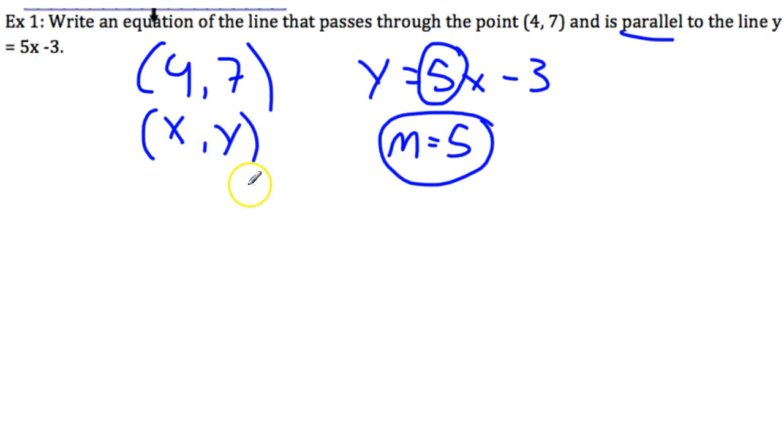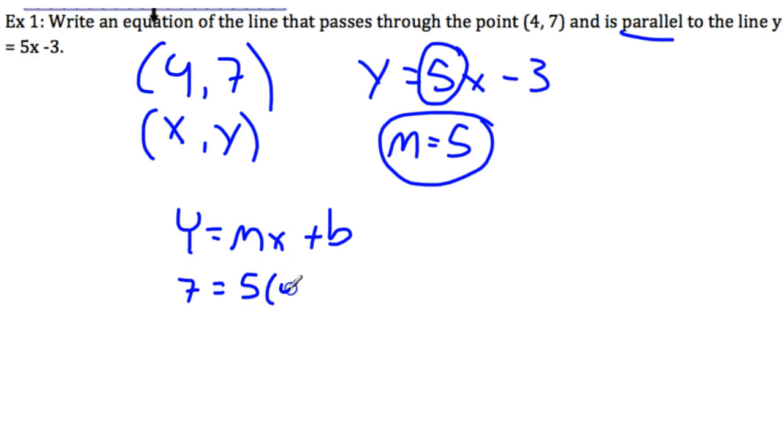Alright? So if you remember this equation, y equals mx plus b, from the last video, I just need to plug in what I already have. So I just identified that 5 is the slope, so I can put in 5 for the m. Now my y is 7, so 7 equals, my m is 5, my x is 4, and I need to find my b.